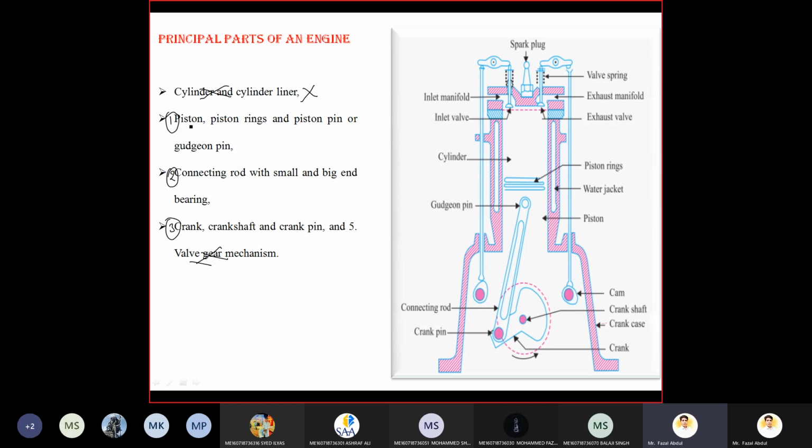The first one is the design of piston. In this design of piston, the rings and the piston pin or gudgeon pin are all covered. And in the design of connecting rod, the small end bearing and big end bearing are all going to be covered. And in the design of crankshaft, the crankshaft pin, these are all things we're going to cover in this topic.